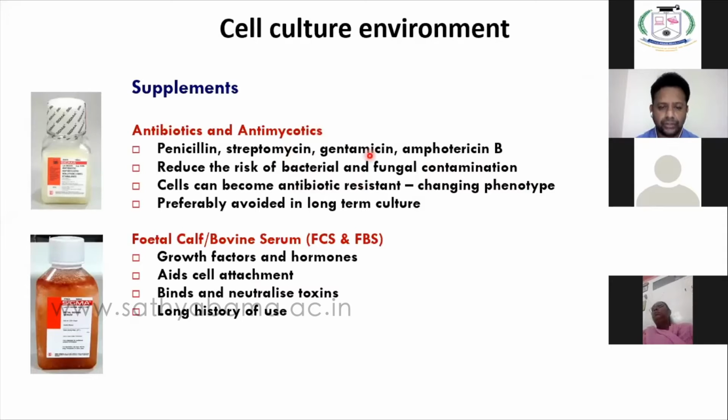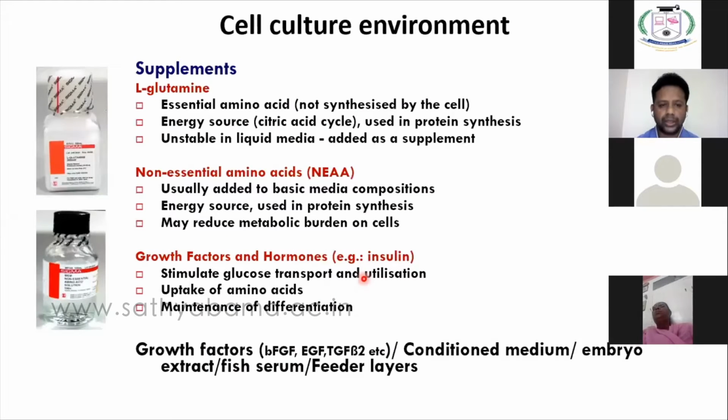Then we add the fetal bovine serum. This is one of the costliest ingredients in the cell culture media composition. This is the one which helps the cells to grow. It has more growth factors, so it will help the cells to grow. Other than that, we can also add some supplements like L-glutamine, non-essential amino acids, and some other growth factors.